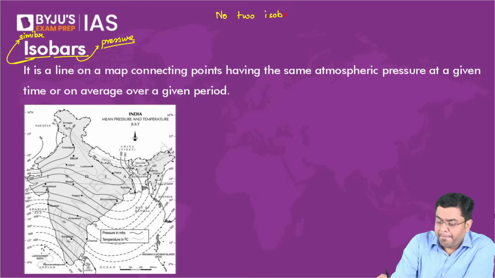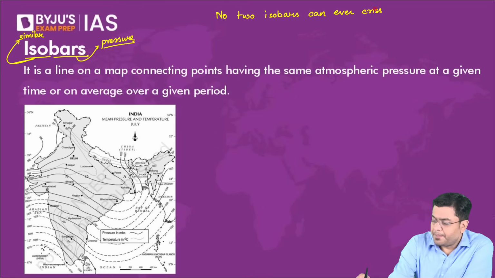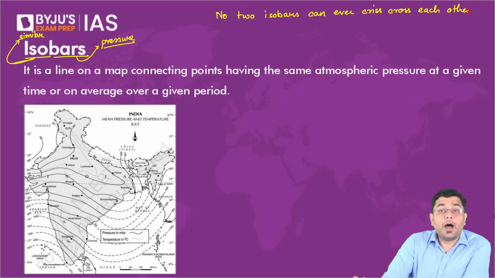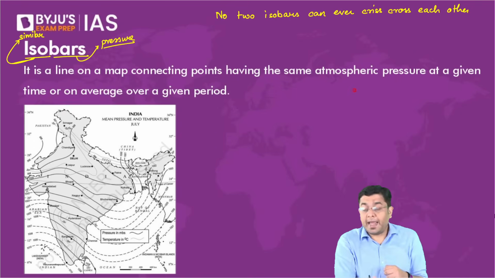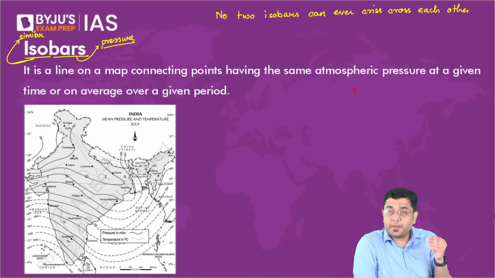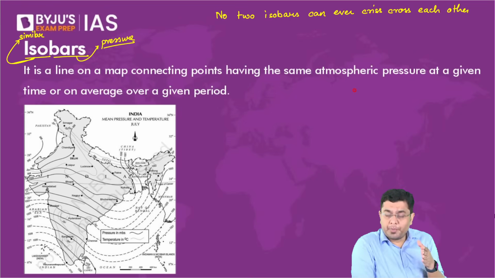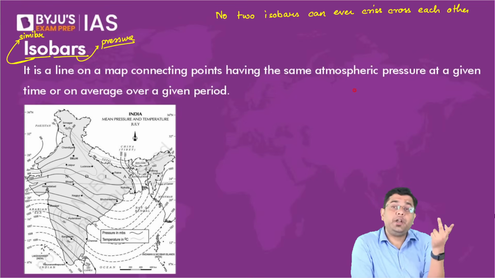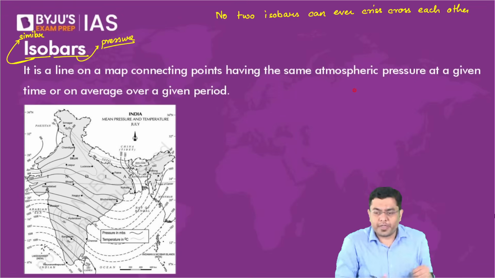Isobars can never crisscross each other. Why? Because any place lying on an isobar represents a particular unique pressure. If isobars crisscrossed each other, a particular place would have to indicate two pressure conditions at the same time, which is simply impossible. Hence, they can never crisscross each other.